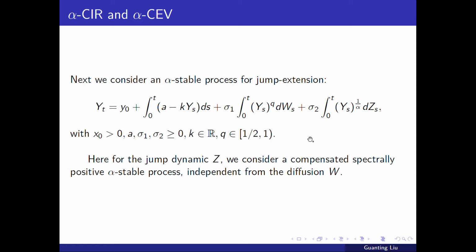Then alpha CIR and alpha CEV. Similarly, we just simply add on the jump extension at the end of the SDE. And for the jump dynamic here, we very specifically consider a compensated spectrally positive alpha stable process, which is independent from the diffusion W. Luckily, we have existence and uniqueness for solution of this SDE right away. We'll talk about that reference later.